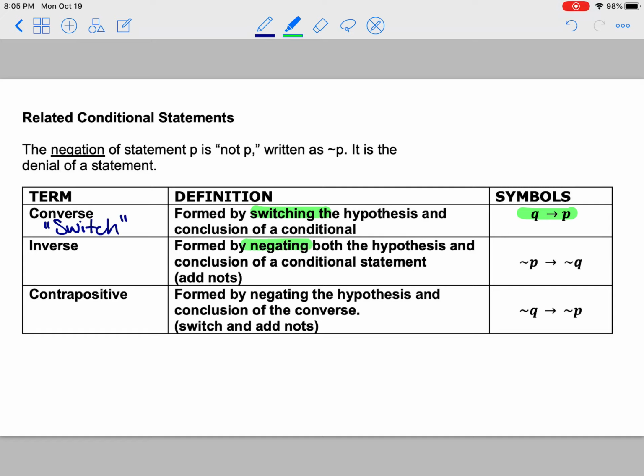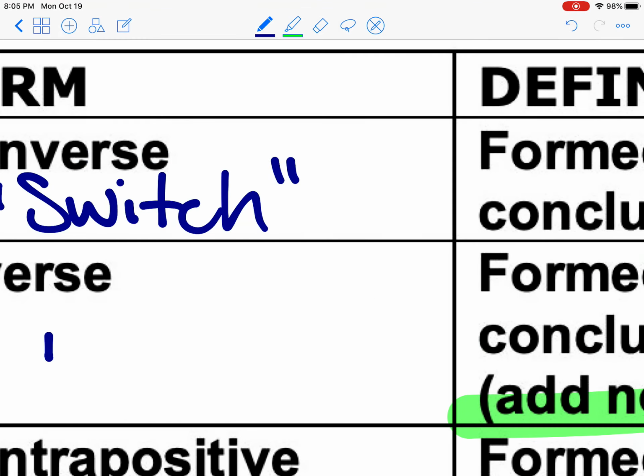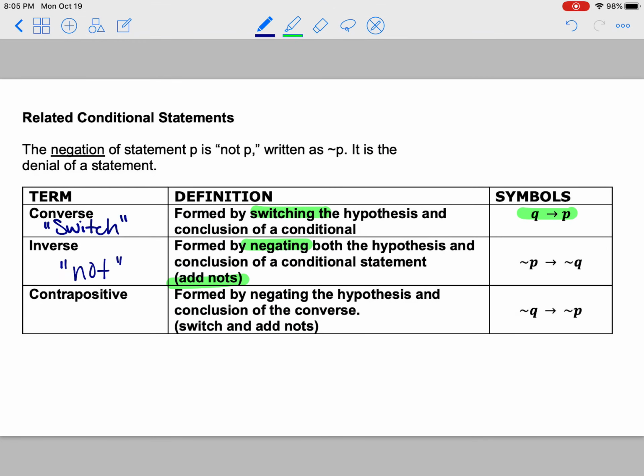Inverse, the key word, is to negate. And we know that negate up here says add the word not. And so that's our key word for inverse. We're just adding nots to both the hypothesis and the conclusion. The symbol for negating or adding not is this little squiggly line. So if not P, then not Q is how we would say that.